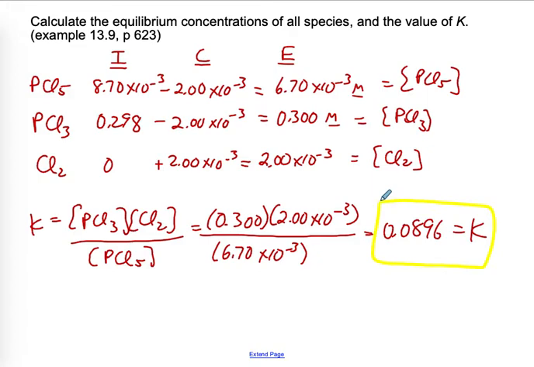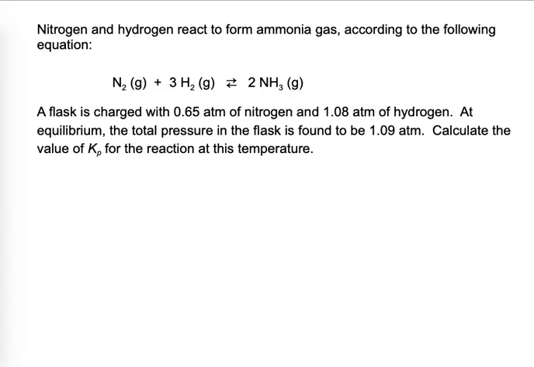Again, we were given some information about equilibrium concentrations, and we use that to calculate all equilibrium concentrations, and from that, K. Let's see another type of problem like this. Here is the ammonia synthesis reaction. We are starting with a specified amount of nitrogen and hydrogen. At equilibrium, we find the total pressure in the flask. Calculate the value of Kp.